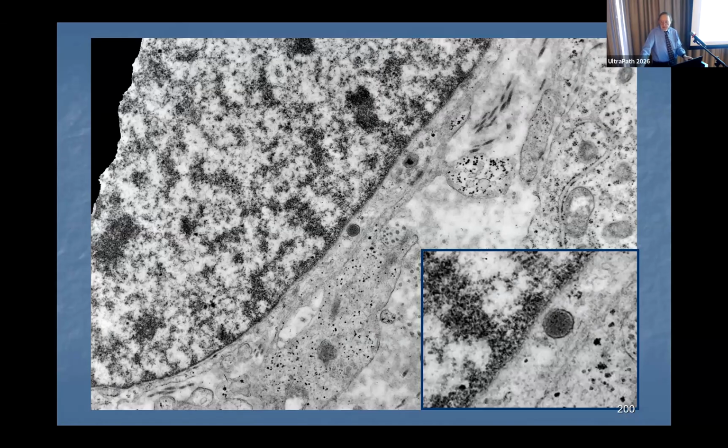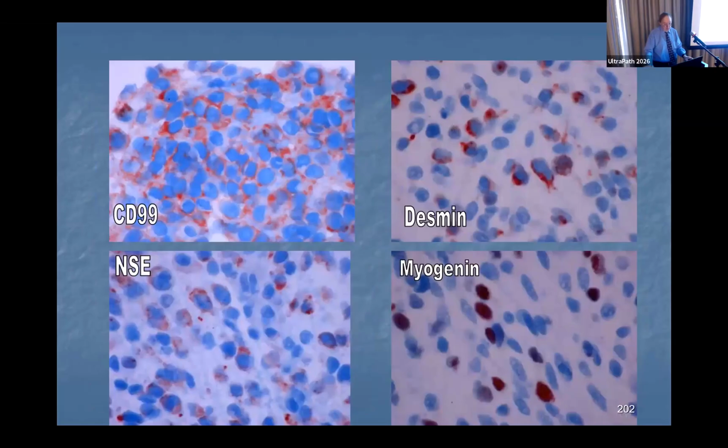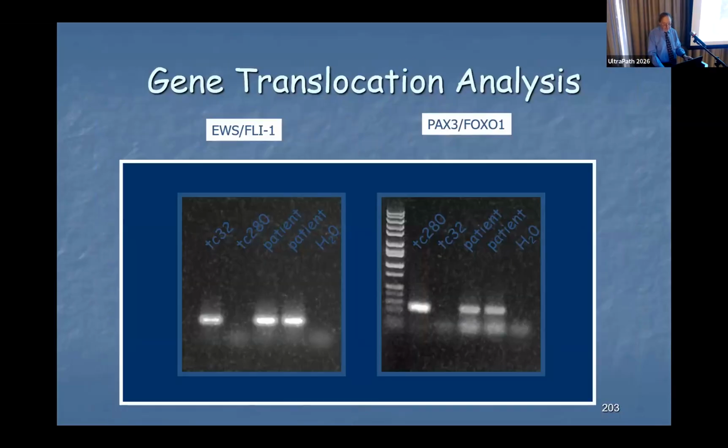We find in the cell body some nice neurosecretory granules, which fits more in the Ewing category. And we find some areas with quite a bit of neurosecretory granules, and some areas which even have some extension of the cell processes. So if we go back, we can find that desmin is positive, myogenin is positive in some of the cells, NSE is positive in some of the cells, and the CD99, as I showed you, has somewhat of a membranous pattern to it. It's cytoplasmic.